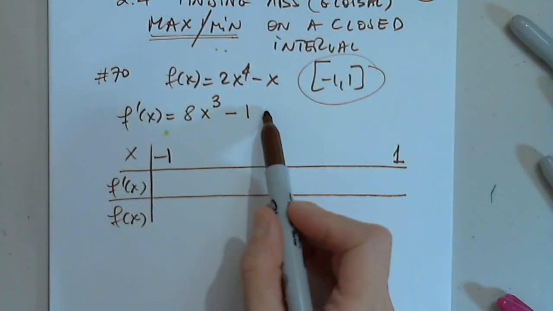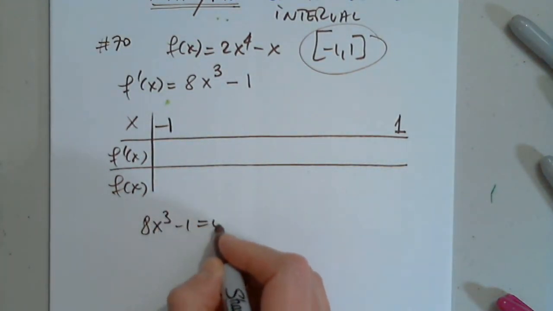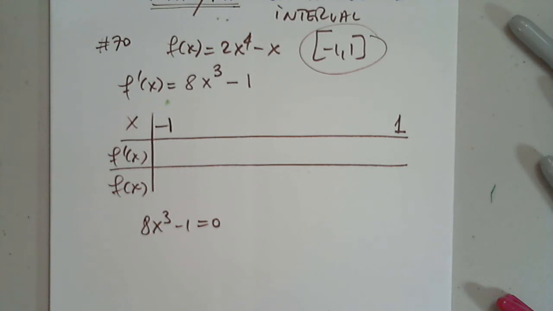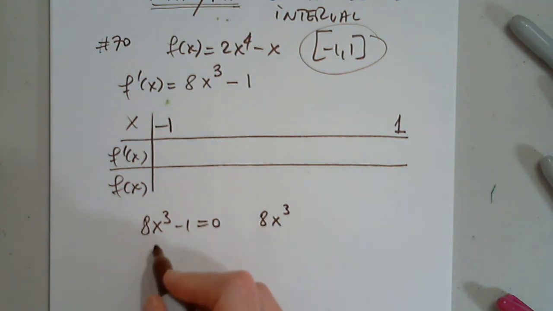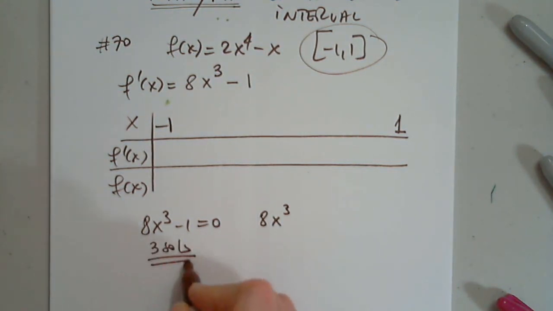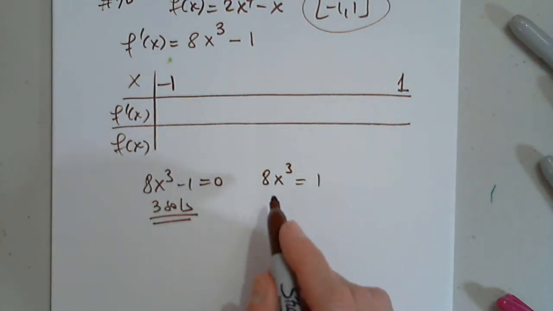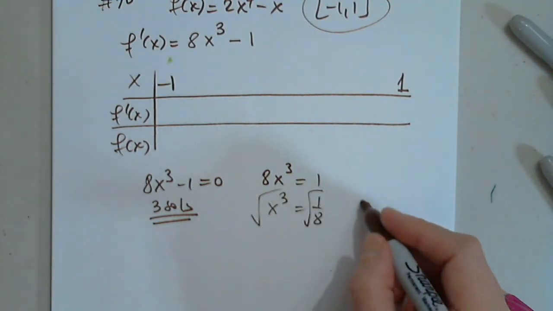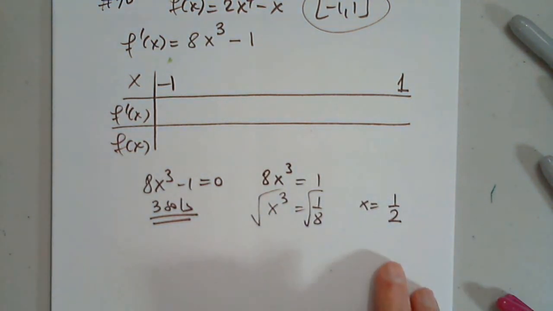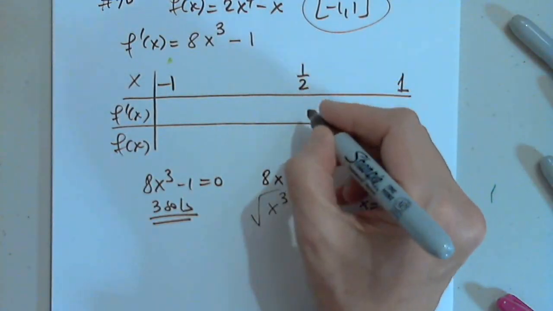I have to set this equal to 0 and find critical numbers. So 8x cubed minus 1 equals 0. Although there are 3 solutions, 2 of them will be imaginary, so only 1 is real. 8x cubed is 1, move 1 to the other side, divide by 8. When we take the cube root, we obtain only one real solution, 1/2. Is 1/2 in this given domain? Yes, it is. So I'm going to put 1/2 and 0.